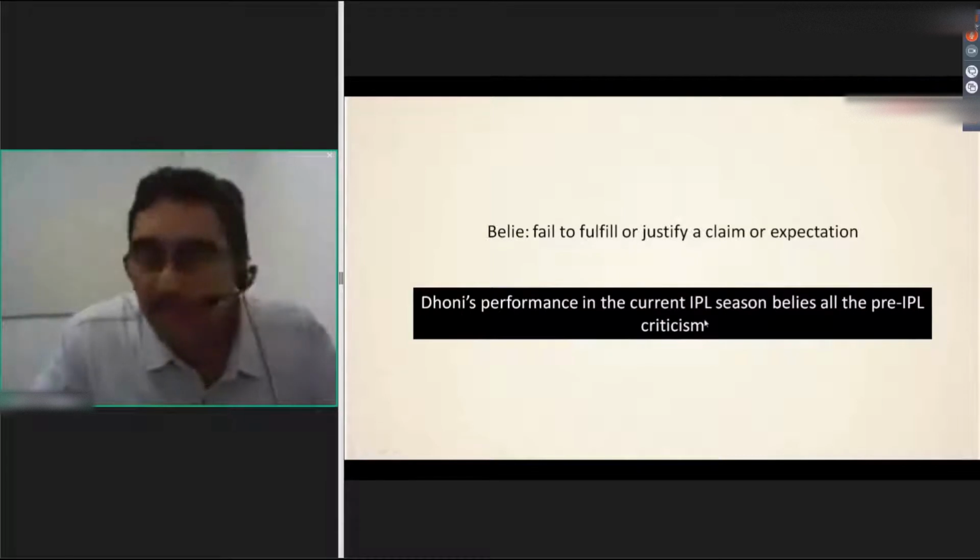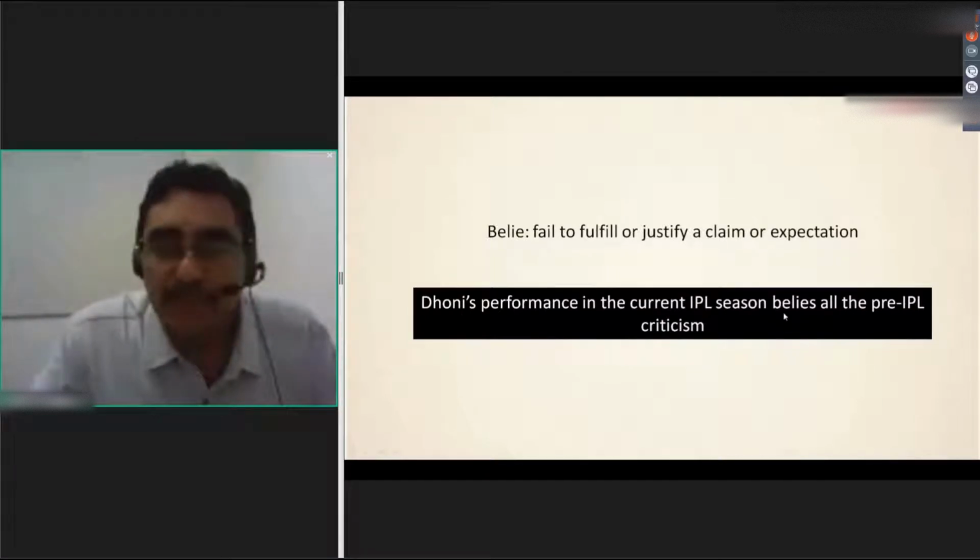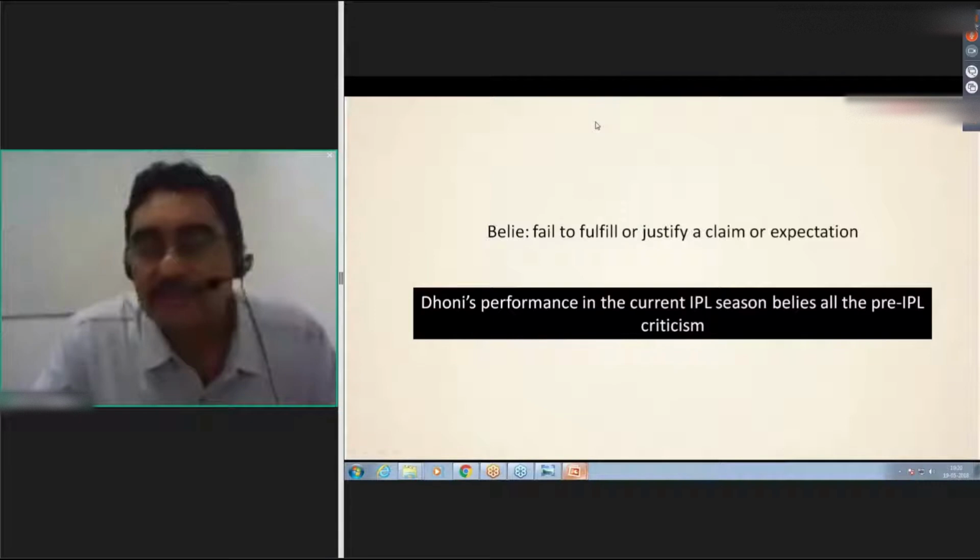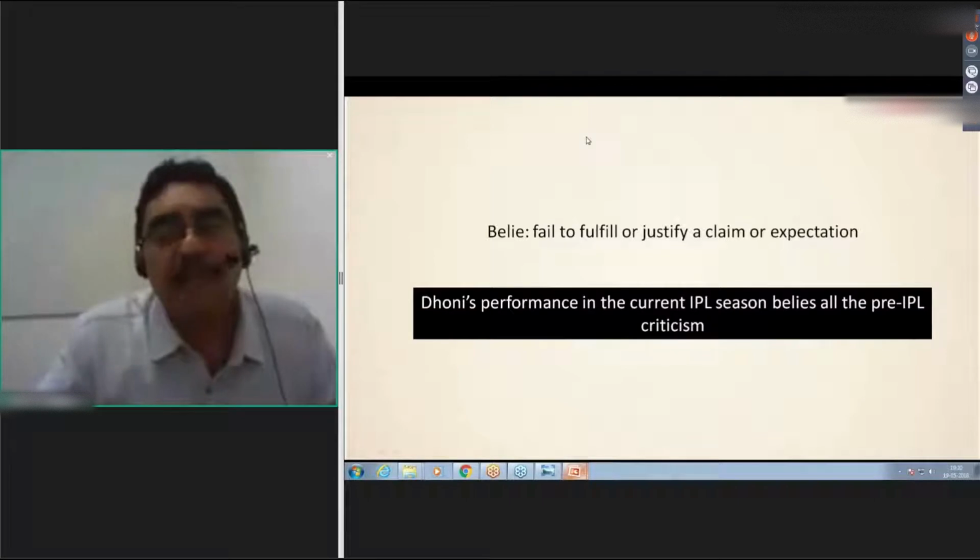An example is: Dhoni's performance in the current IPL season belies all the pre-IPL criticism. So before the IPL, most of the critics said that he's not in form, he won't do well, he should not play. But then Dhoni's performance in the season has belied all those criticisms, right?